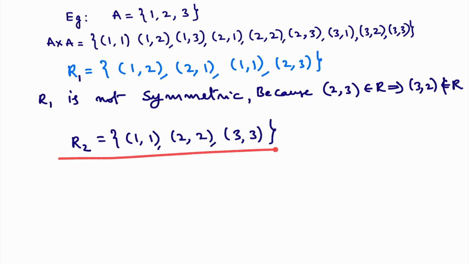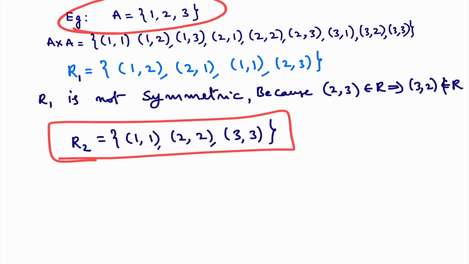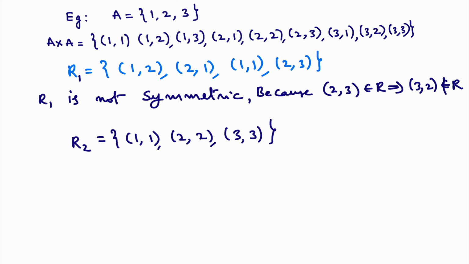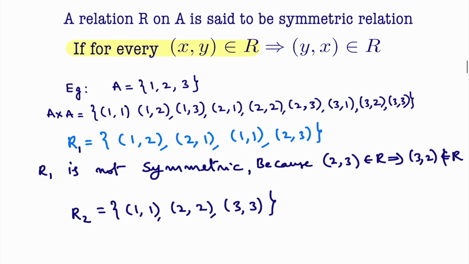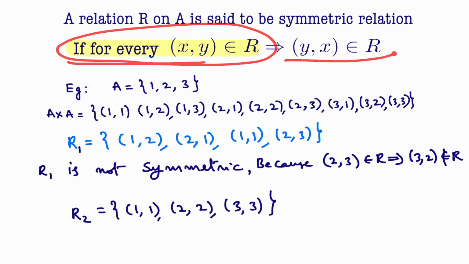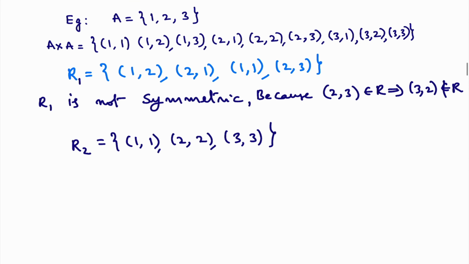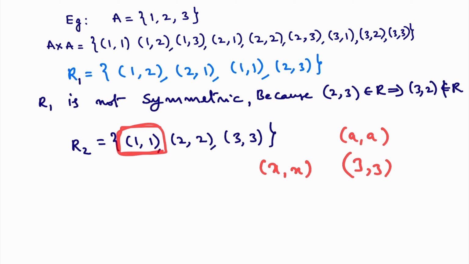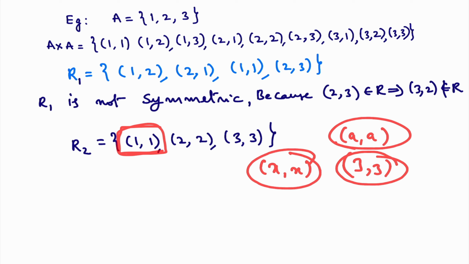You observe, I have taken one relation on this set A. Is this relation a symmetric relation or not? How to check a symmetric relation? For every ordered pair (x, y), you need to check whether (y, x) is there in the relation or not. So you come to this relation, (1, 1). See, I said elements of type (x, x), (a, a), (3, 3), this type of elements always pass the symmetric test.